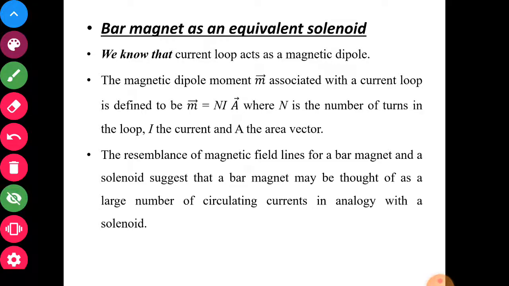Both the bar magnet and the solenoid have similar magnetic field lines, and therefore a magnet can be considered to be made up of a large number of circulating currents, or we consider that the solenoid is nothing but a bar magnet, or both are equivalent to each other.